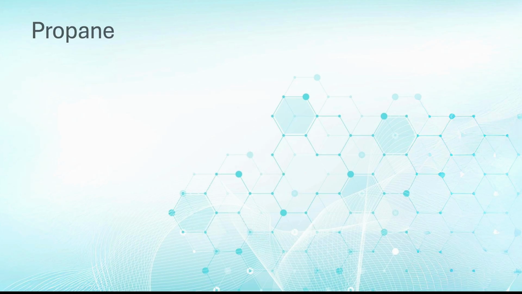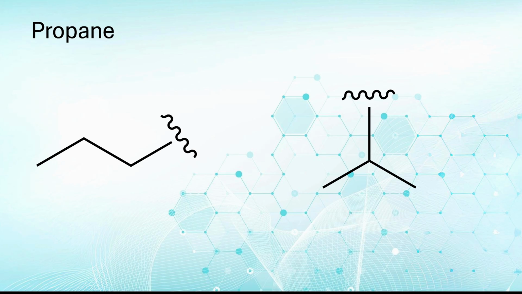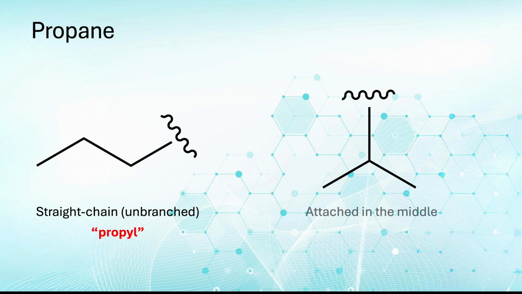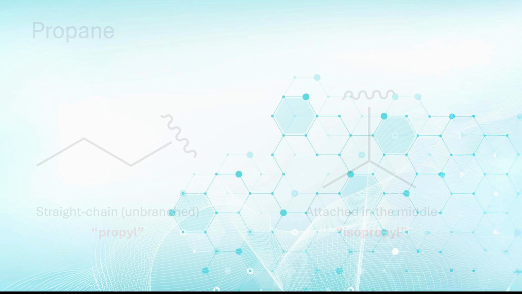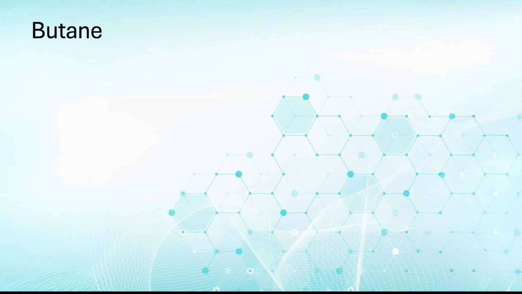Propane, when attached to a larger group, has two constitutional isomers. Whatever it's attached to is represented by the squiggly line. We can either have the straight chain unbranched form of propane, or propyl, or the attachment in the middle of the propane, called isopropyl. Butane, similarly, can be attached to a larger group by the end of its straight chain unbranched form, called butyl.